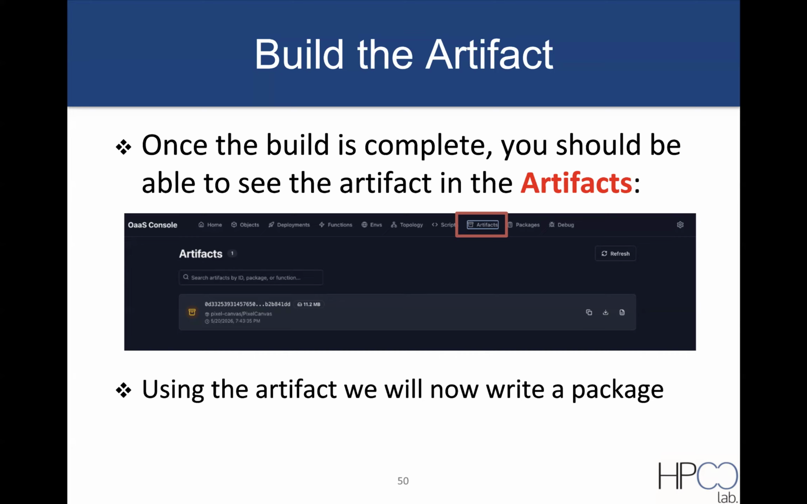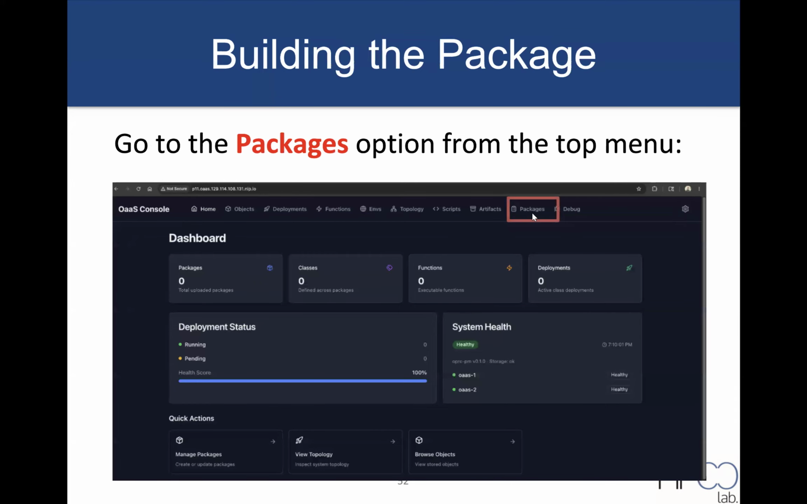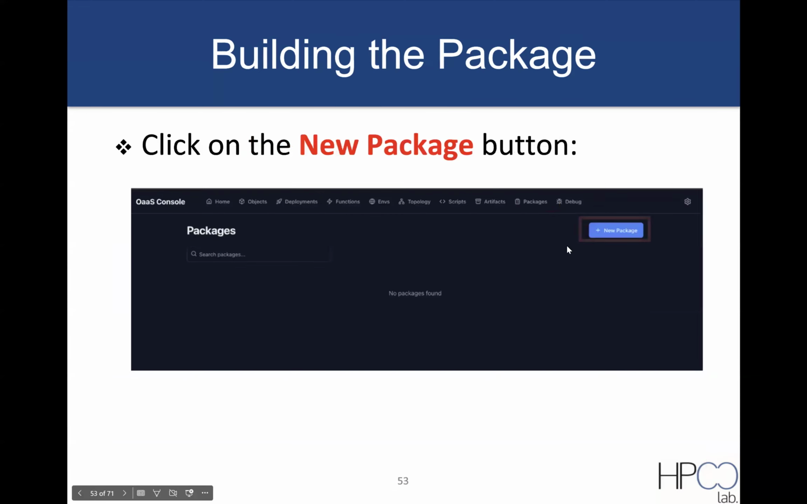Now we're going to use it and deploy a class or object. So now we need to build the Pixel Canvas package. To do that, we need to go to the package option. Maybe you can get rid of that. Yeah, this one. And then click on new package.